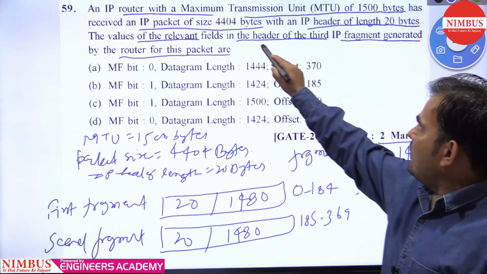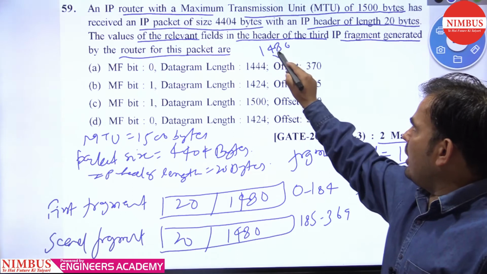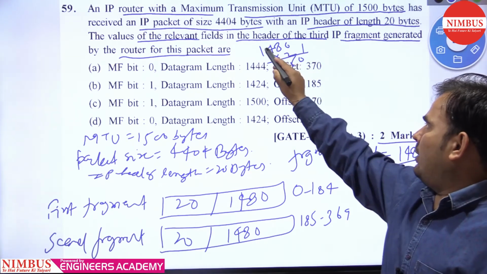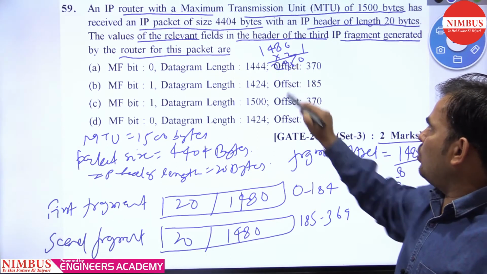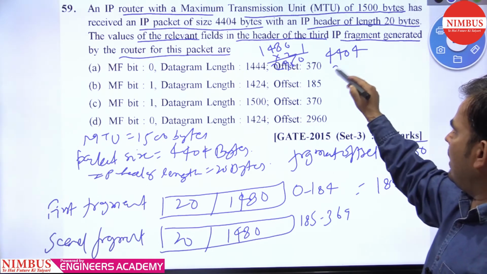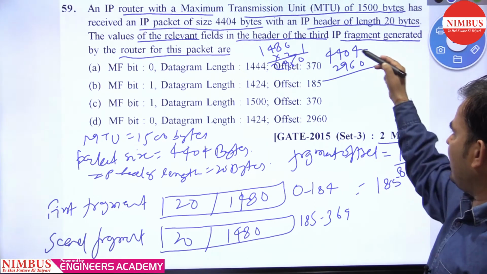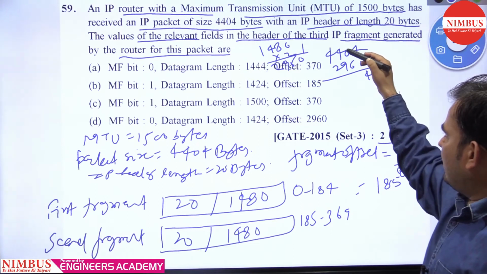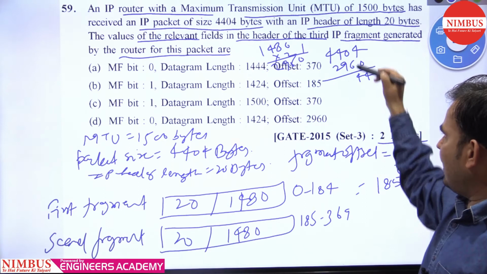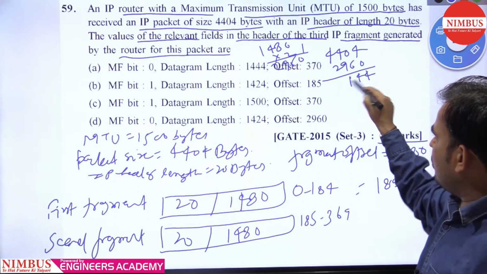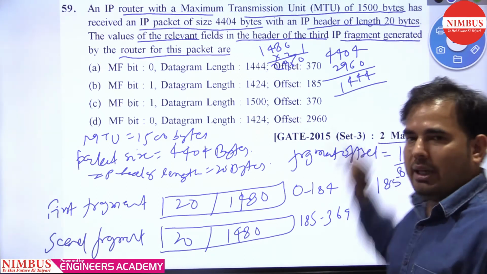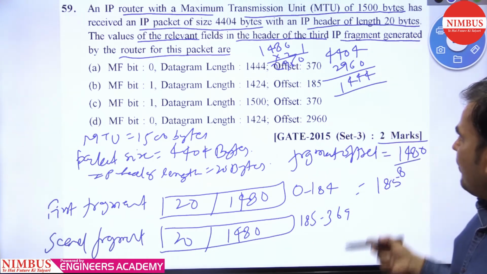And what is the remaining data? 1480 into 2 is 2960, and the total packet size is 4404. We have transmitted 2960. So 4 minus 0, 4; 10 minus 6, 4; 13 minus 9, 4; 3 minus 2, 1. This much is remaining, so we need to transmit it in the third fragment.